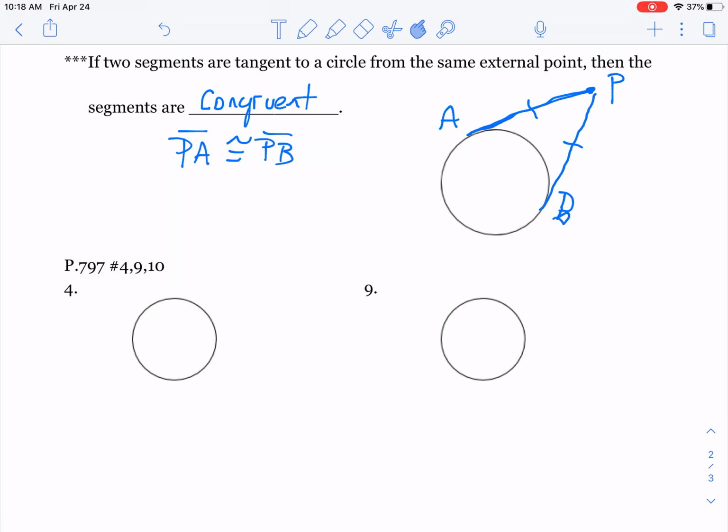First of all, this first problem from the book, if you turn to page 797, this first one is just defining some different lines and things like that in this diagram. So the diagram lists a line L here. Okay, and line L is a secant.